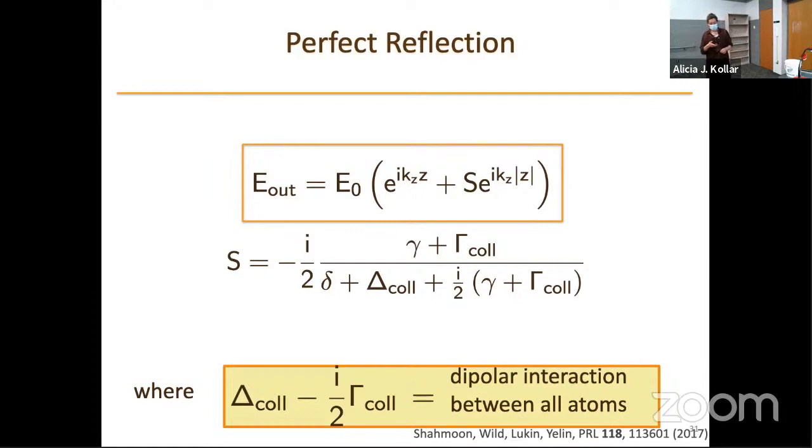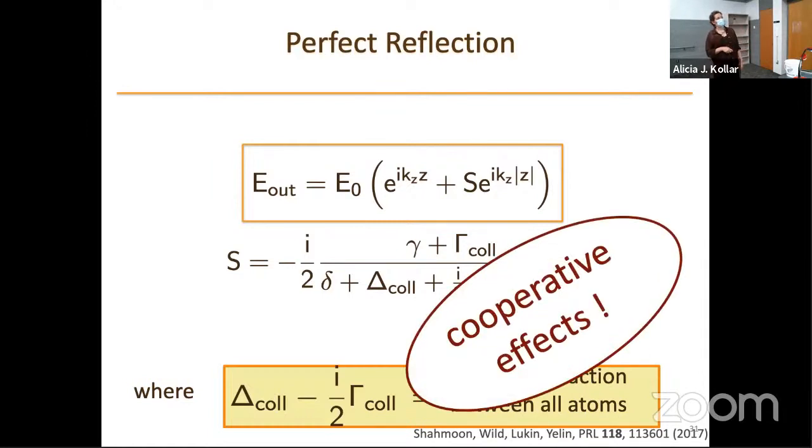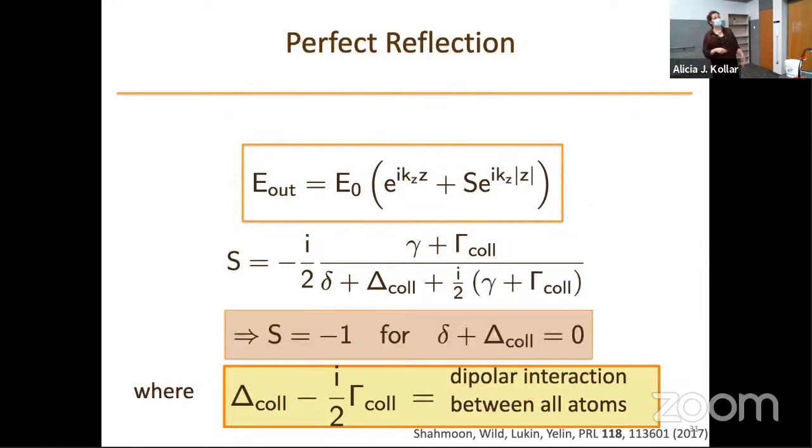So when does s equal minus one? Just look at this and you find that this becomes minus one if the total term for the detuning is zero. Please do note, for those of you who know 1D waveguides with a strongly coupled two-level atom, you basically get the same physics only without the collective parts. Okay, so that means that our task got a little bit simpler.